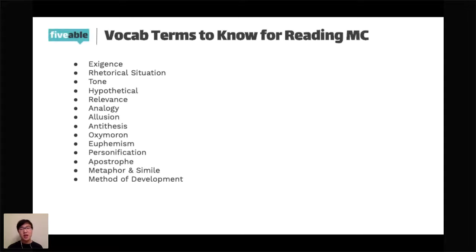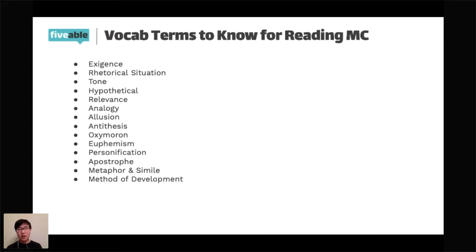Personification is when you take inanimate objects and make them do human things. So maybe the tree loves you, the tree flies away, or the tree walks away, or something like that. That's personification. Apostrophe is when you're addressing something that's not there. So maybe it's an orphan talking to their parents in a dialogue. That's an apostrophe. Metaphors and similes are comparisons. This is something you probably remember from freshman English, maybe even middle school English. Comparisons using like or as are similes, and comparisons in general are metaphors.